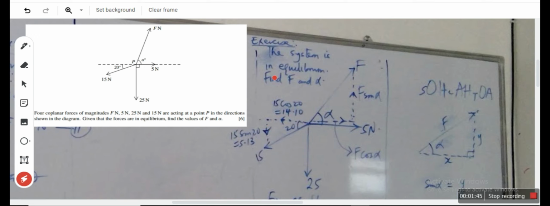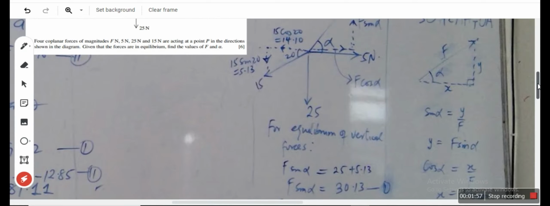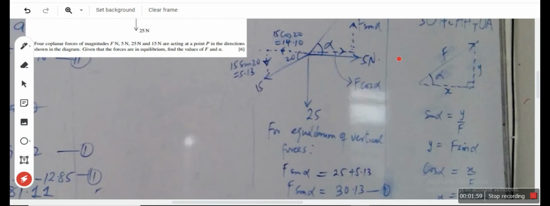Now, if the system is in equilibrium, as we are told in the question, then for equilibrium of vertical forces, the total forces upwards, which is only F sine 20, must be equal to the total forces downward, which is this and this. This is 5.13, while this one is 25. And the only force upward is F sine 20.